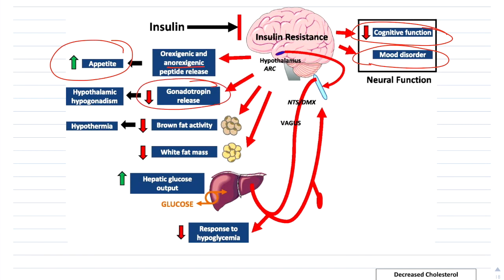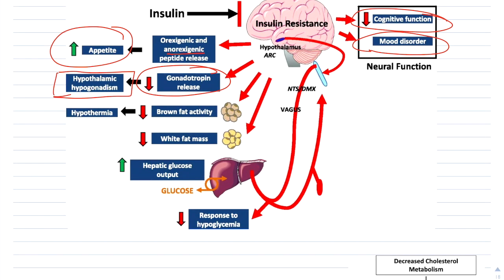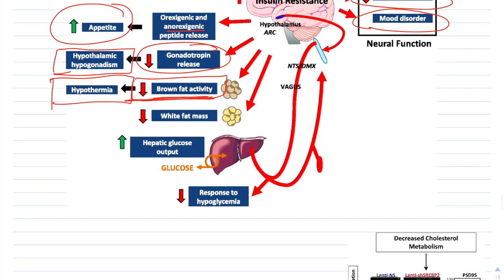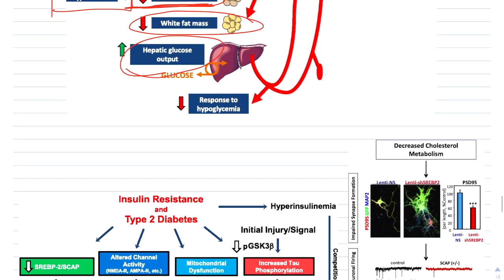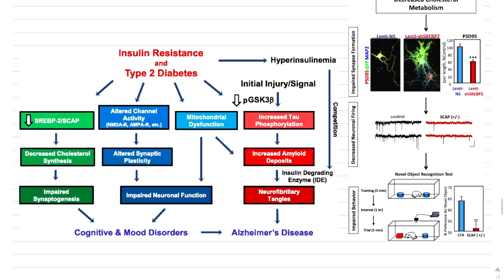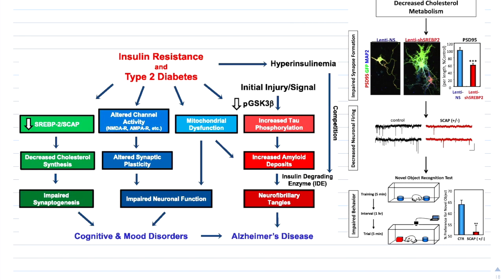Also, there is decrease in the gonadotropin release in insulin resistance, leading to hypothalamic hypogonadism. Insulin resistance also confers a decreased brown fat activity. You have to know that brown fat is mainly thermogenic in the body, helps in producing heat. Because there is decreased brown fat activity, heat production is impaired, thus leading to hypothermia in the body. Also, there is an overall decrease in the white fat mass. Also, there is increased hepatic glucose production. So these were the various metabolic effects of insulin resistance over the body.